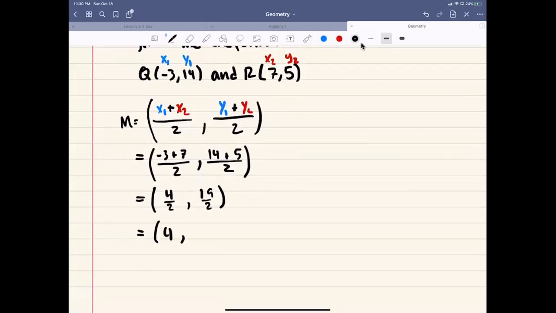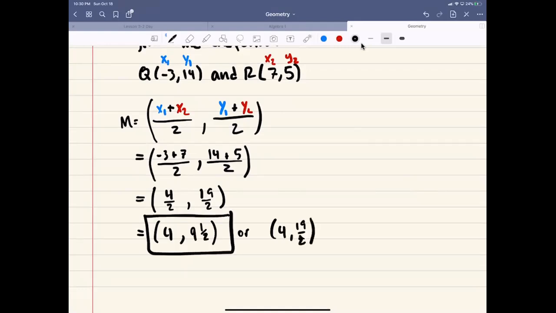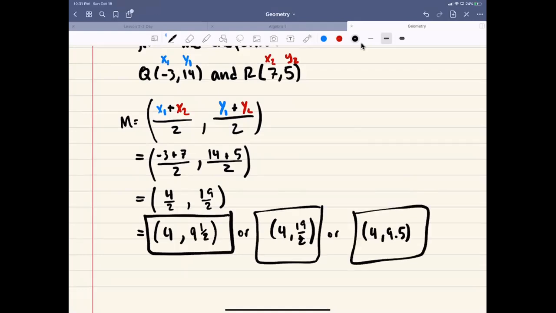4, comma, and then we can divide this by 2. You can leave it as 19 over 2, but I'm going to write it as a mixed number. 2 fits into 19 nine times, so you're going to get 9 and 1/2. So this is an answer, or you could have 4, comma, 19 over 2, or 4, comma, 9.5. And that's how you do it when they give you the points.